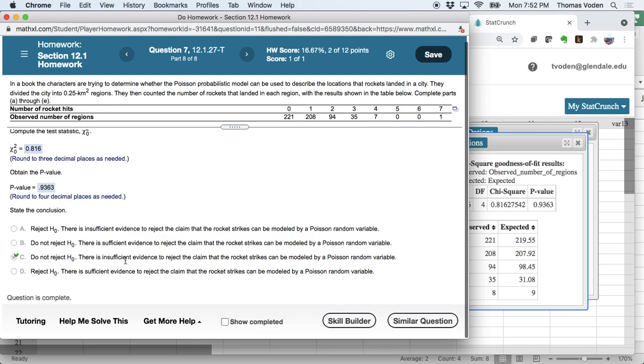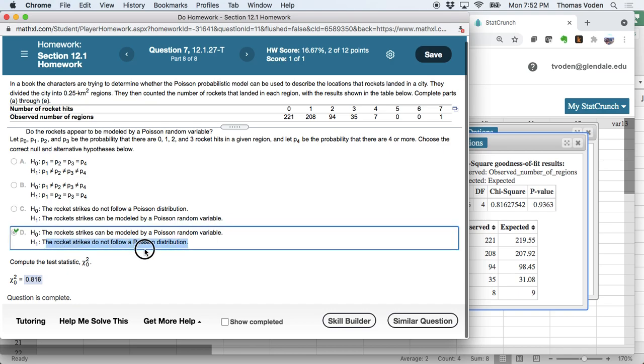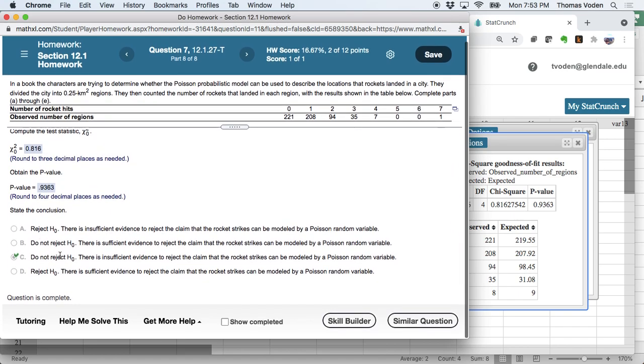There is not sufficient evidence to reject the claim that the rocket strikes can be modeled by the Poisson random variable. In other words, this observation did not marshal adequate evidence to side with the alternative hypothesis by rejecting the null hypothesis. We did not meet those conditions, and so that's why we do not reject H0. And that should be it.